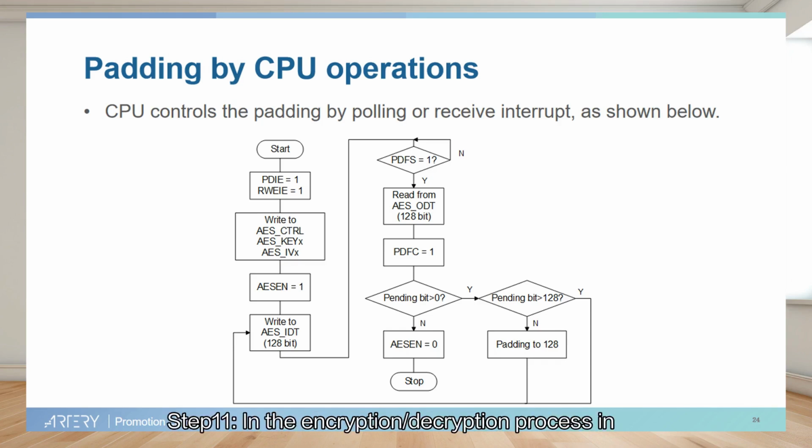Step 11. In the encryption or decryption process in chaining mode, the CPU accesses the AES output data register AES_ODT 4 times to get the processing result. If it is the additional authentication data with GCM and CCM, skip this step. Step 12. Write 1 to the PDFC and NZDFC bits in the AES_FCLR register to clear the PDFS and NZDFS bits, and then reset AES-EN.